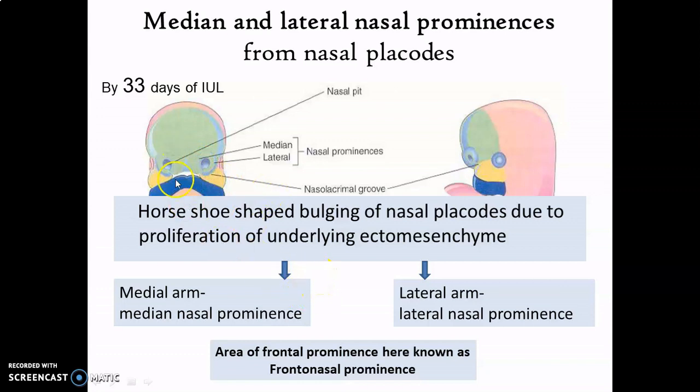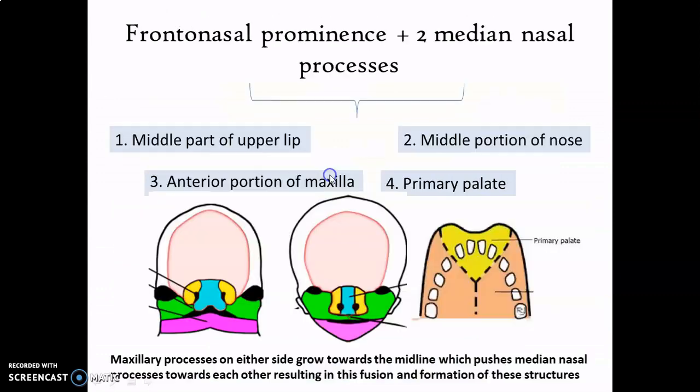These median nasal processes along with the frontonasal prominence give rise to various structures such as the middle part of the upper lip, the middle portion of the nose, the anterior portion of the maxilla and the primary palate. You can see here that by fusion of the median nasal processes on either side along with the frontonasal process in between, they give rise to the middle portion of the upper lip, which is known as the philtrum, the middle portion of the nose, and also the anterior portion of the maxilla and the primary palate.